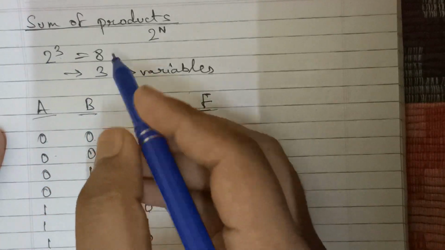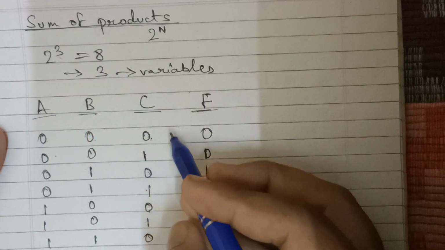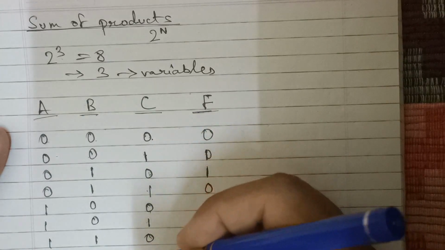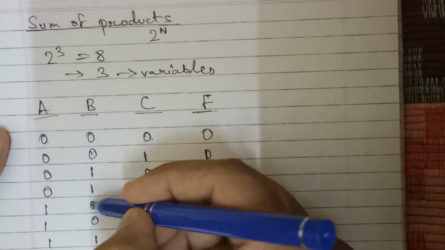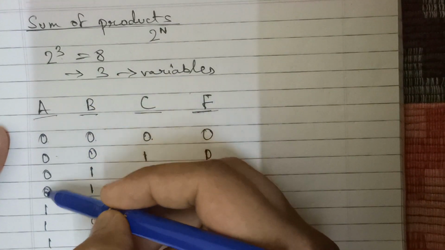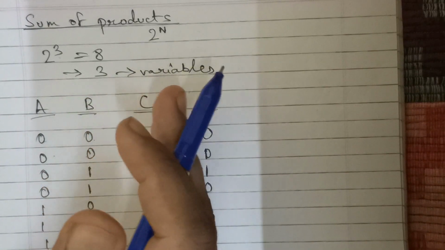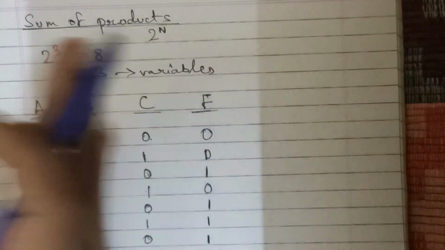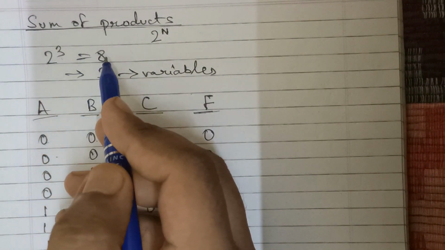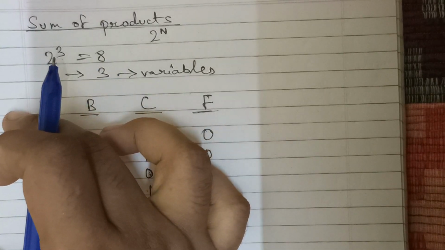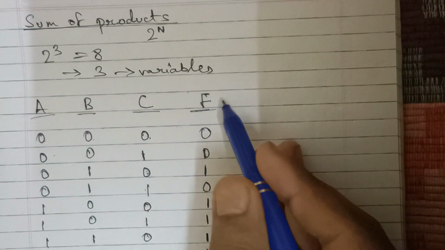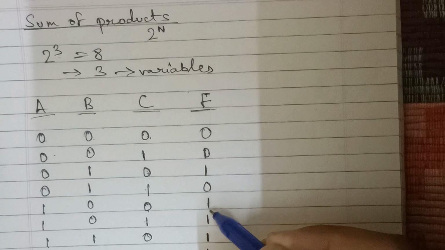Now we have 8 bit combinations. From the very right we are going to write 0 1 0 1 0 1 0 1, then 0 0 1 1, and so on. After that, 4 zeros, 4 ones. And if you expand more to the left, suppose we have another variable, then 2 to the power of 4 is 16, so we have to write 8 zeros, 8 ones.